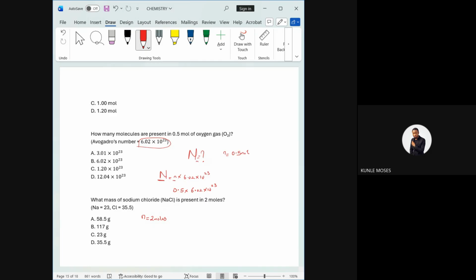And they want us to find the mass of sodium chloride. 4.0348. It's not even in the options, is it? How do you get that? We are looking for the mass, and we need to get the molar mass. Remember, there's a formula that says number of moles equals mass over molar mass.